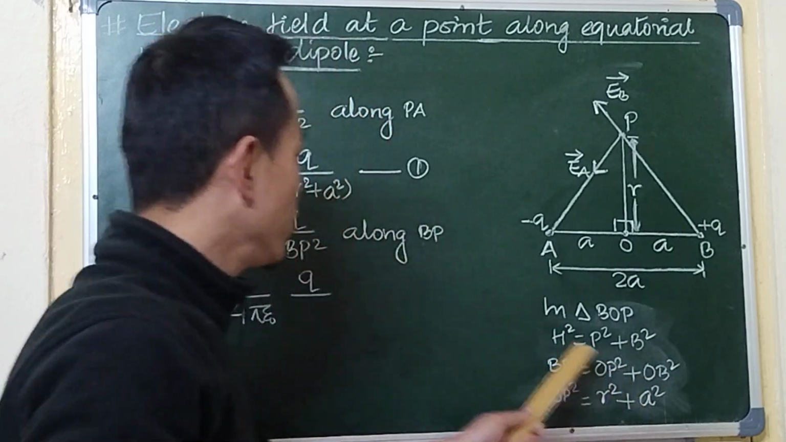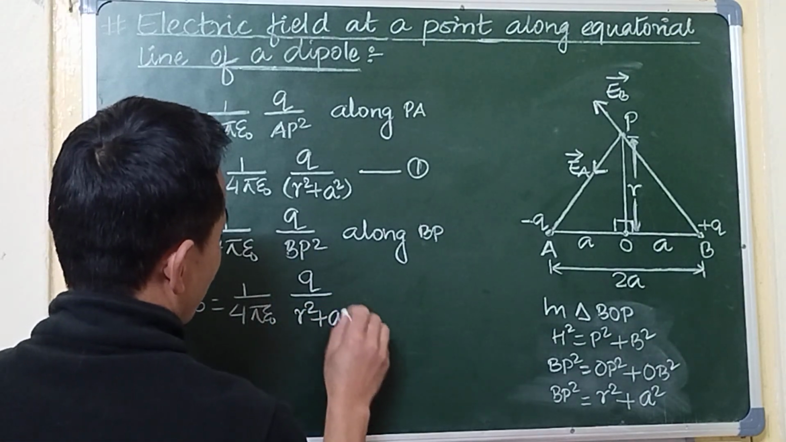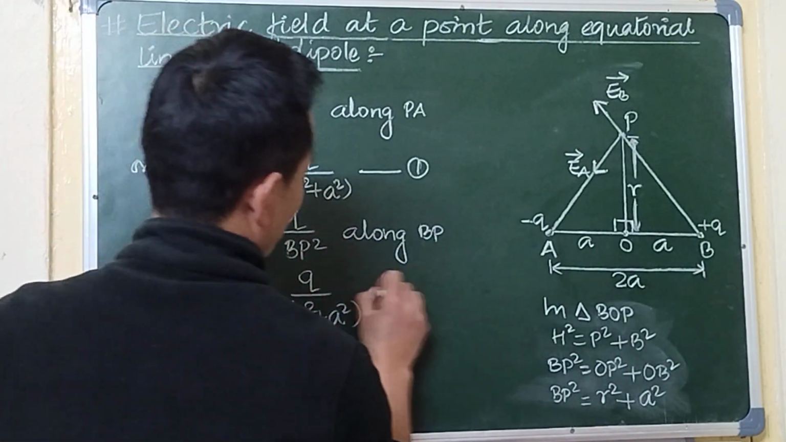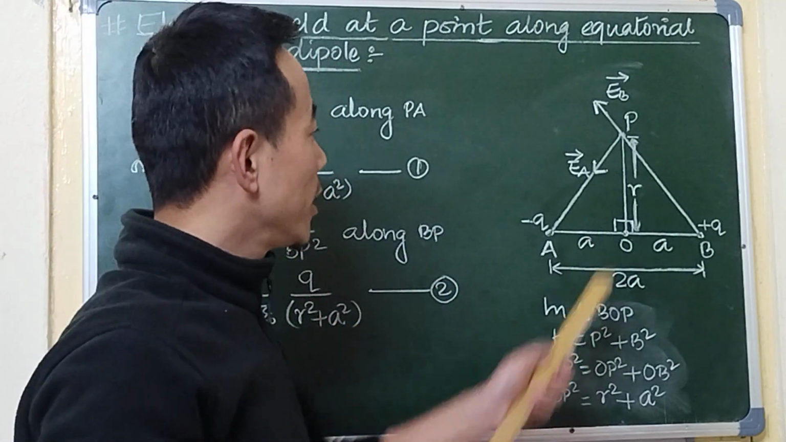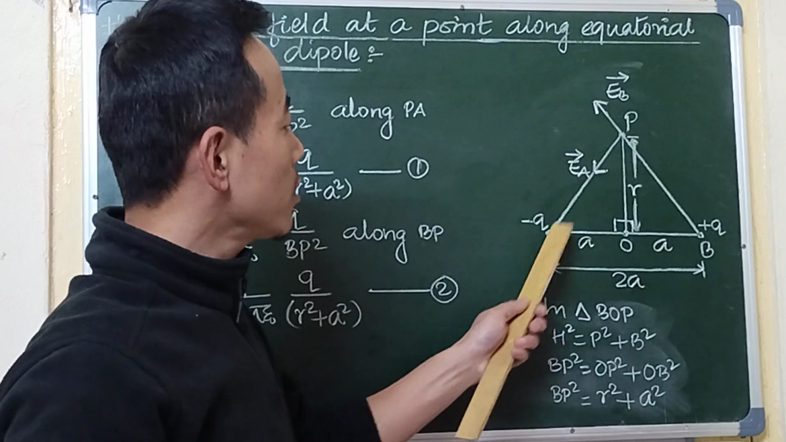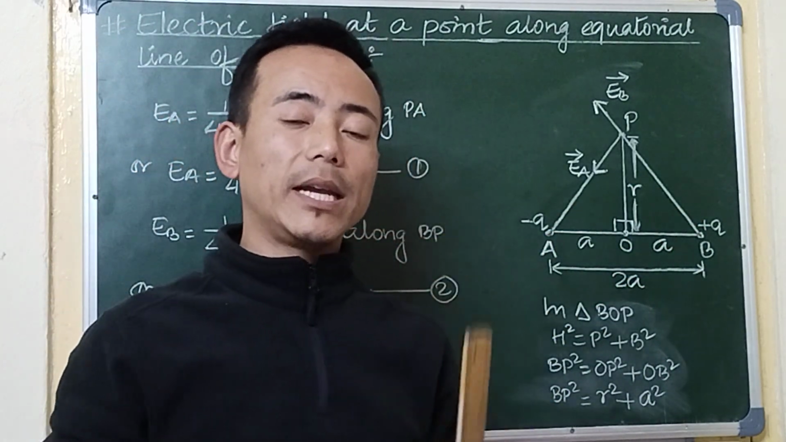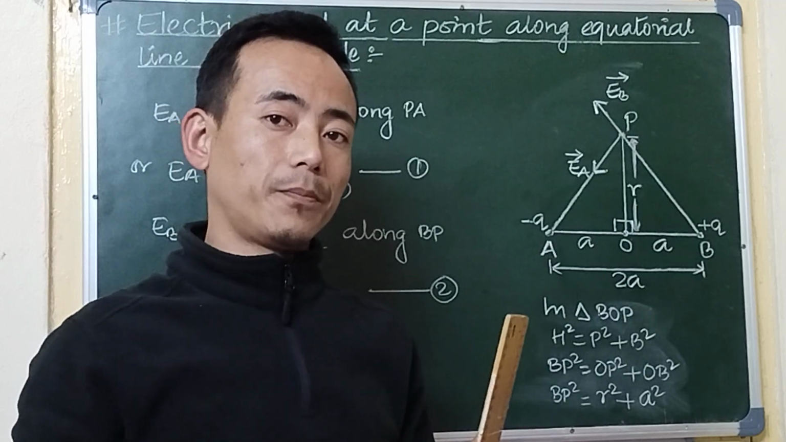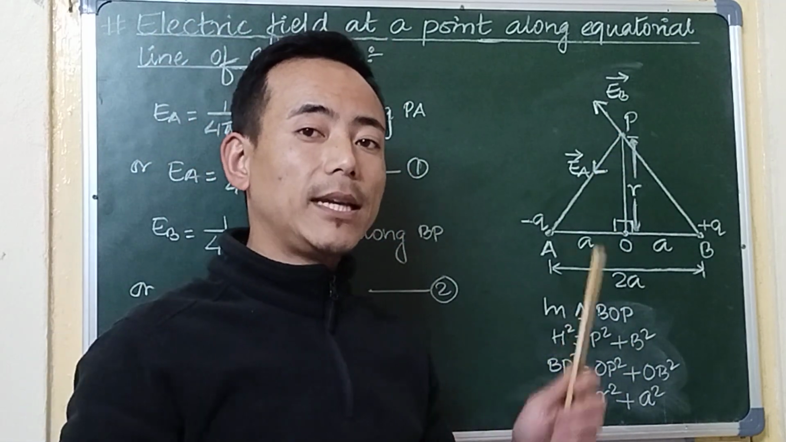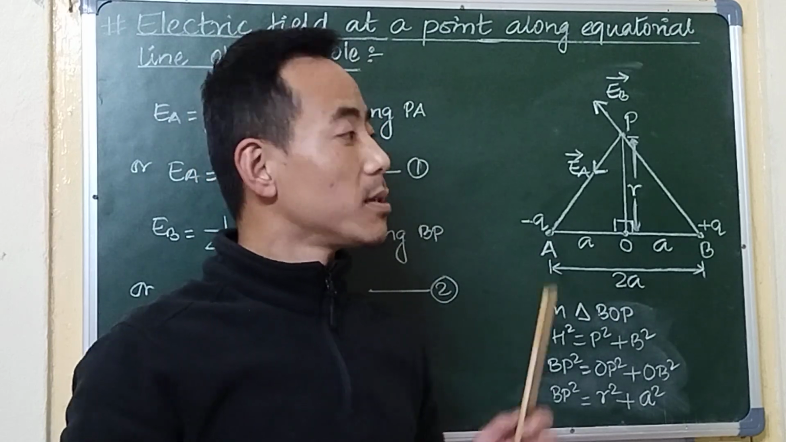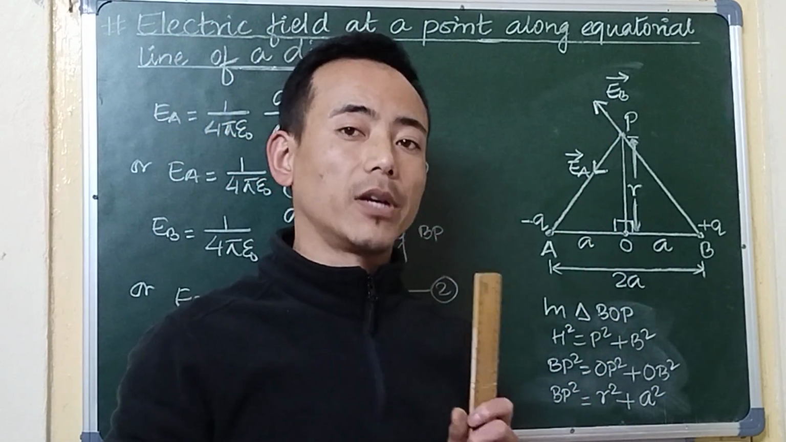So we'll replace this value here. So this equation becomes R square plus A square here. So let this be equation number 2. So we have found the electric field at P due to minus Q charge and due to plus Q charge. Now we have to find the net electric field at the point P. In order to find the net electric field at point P, we cannot directly add or subtract. Why? Simply because these two vectors are not along the same straight line.